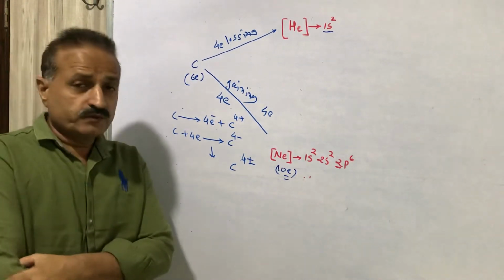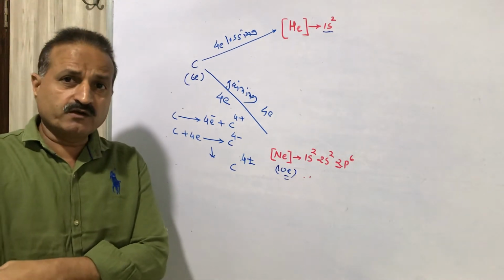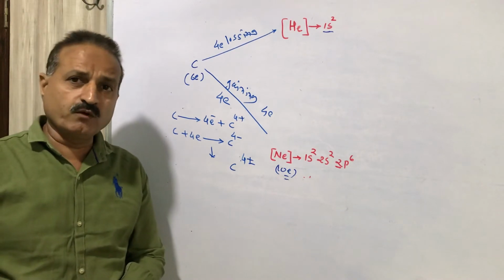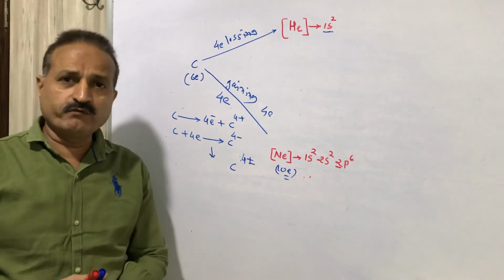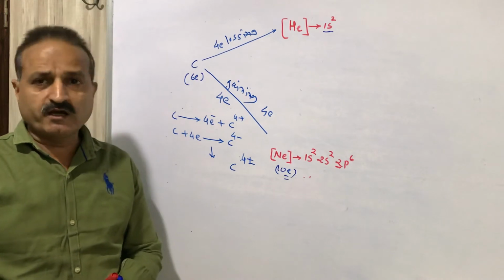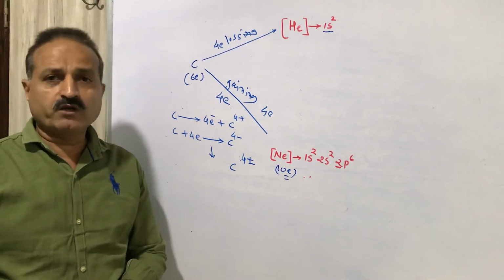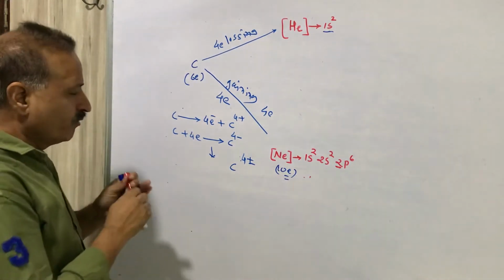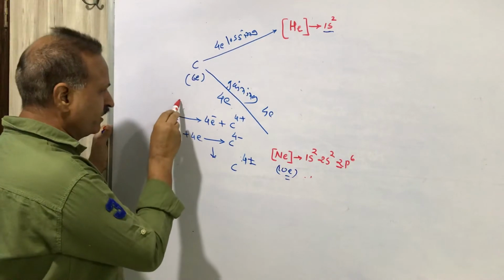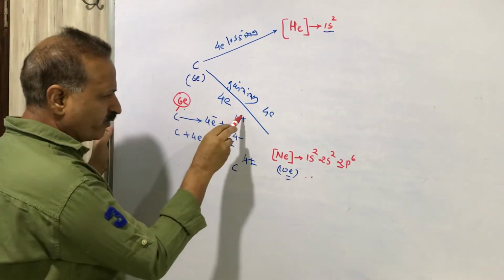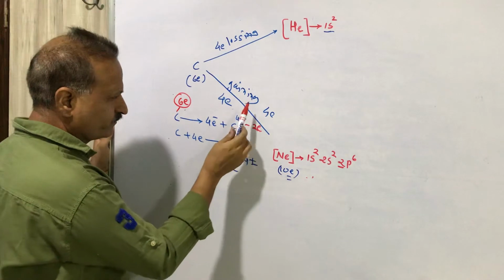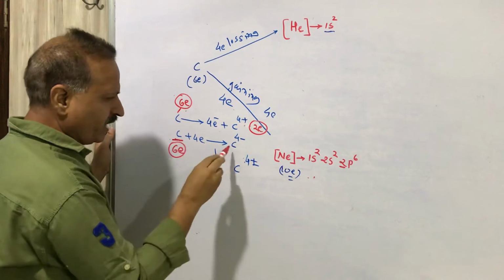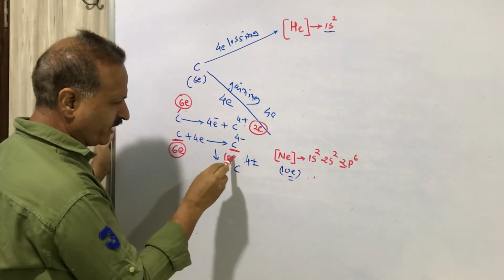So we have done till carbon. Carbon can convert into 4 plus or 4 minus, because carbon can lose 4 electrons. Then the electronic configuration will be equivalent to helium, and if carbon gets 4 electrons, the electronic configuration will be like neon. So carbon has 6 electrons, then carbon 4 plus has 2 electrons. Carbon has 6 electrons and carbon 4 minus has 10 electrons.